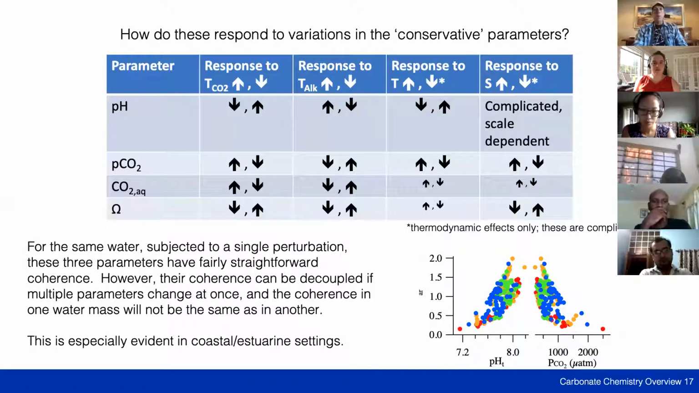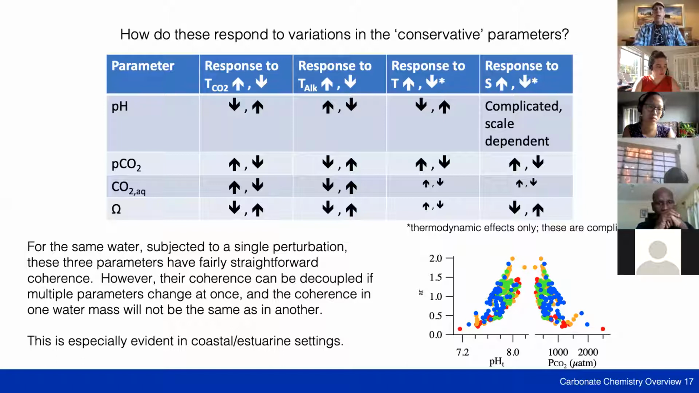And what's important to think about is how the responding species react in the face of changes in total CO2 and alkalinity. pH goes down when total CO2 goes up. It goes up when total CO2 goes down. Alkalinity has the opposite effect. pH has strong temperature effects and also complicated salinity effects.